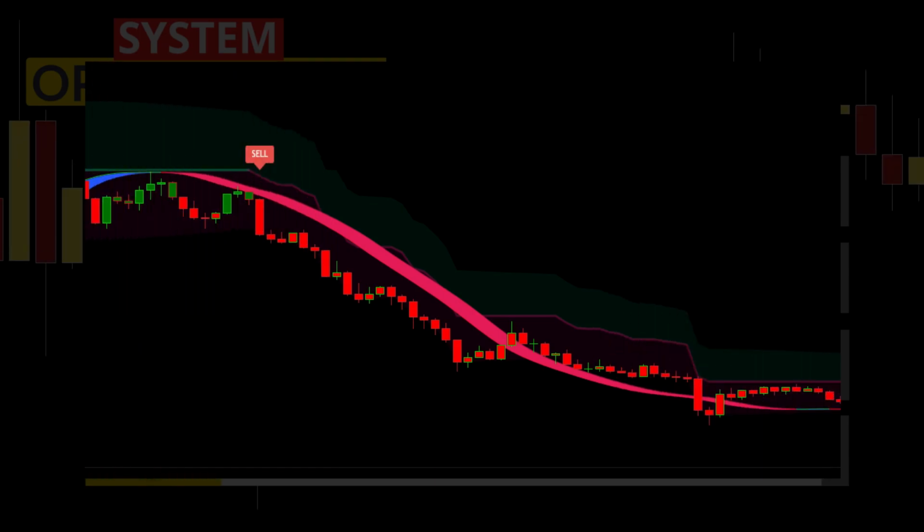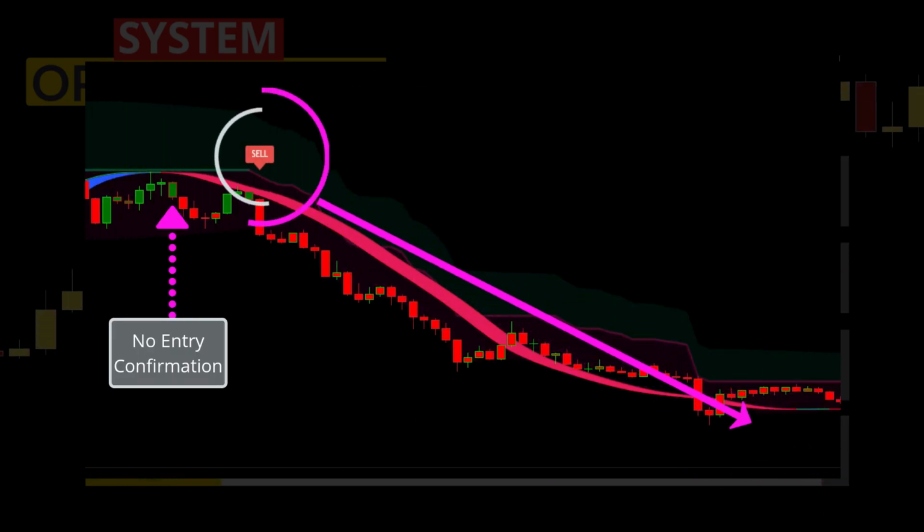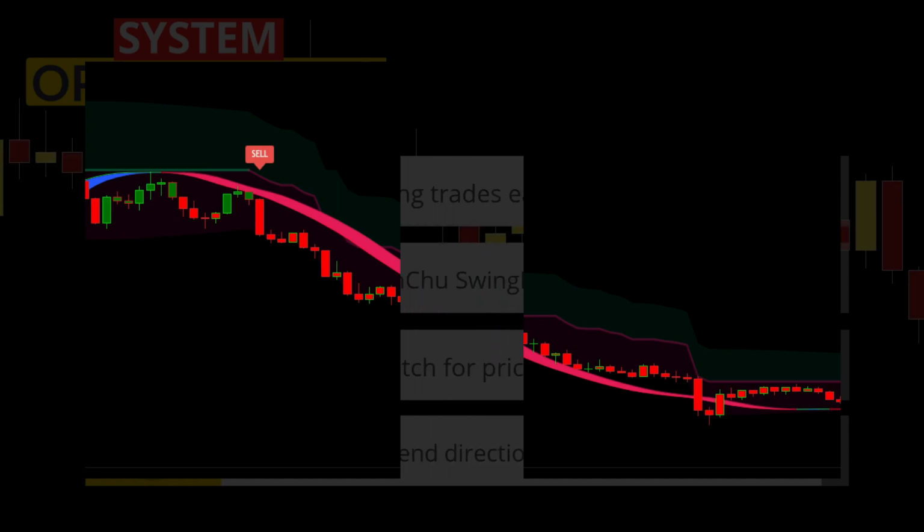Second, the Wu Manchu swing free indicator that I featured in this video can be used as an extra confirmation for entries. Look at this chart where using the swing free indicator gives you the signal for a huge trend about to happen.